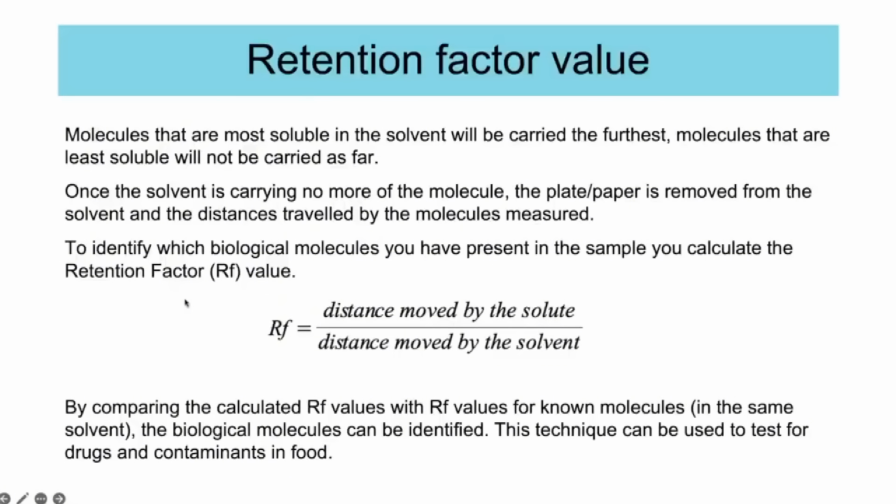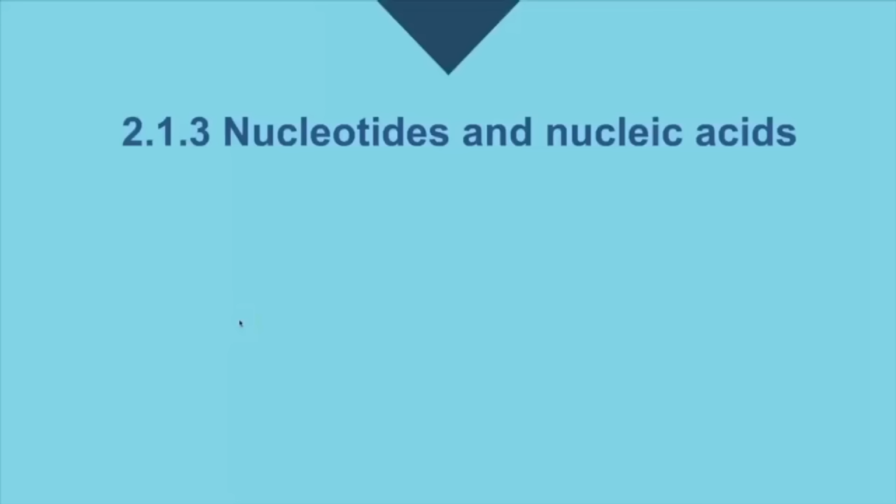So to identify which biomolecules you have present on your chromatography paper, you can work this out by calculating the retention factor, or RF value. And here's the formula for this, which you need to know. It's the distance moved by the solute divided by the distance moved by the solvent. By comparing the calculated RF values with RF values of known molecules in that same solvent, the biological molecules present can be identified. This technique can also be used to test for biological molecules, but also for drugs and contaminants in food.